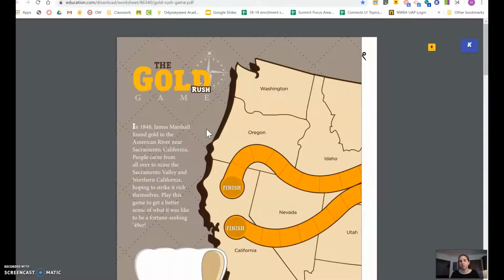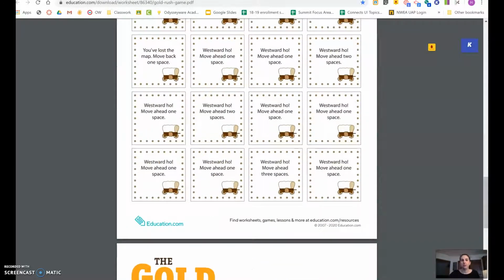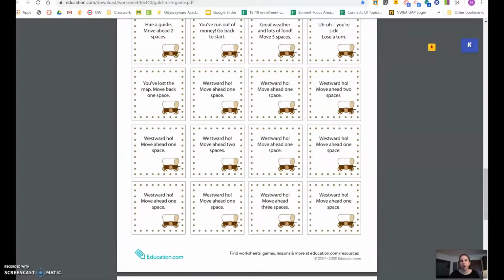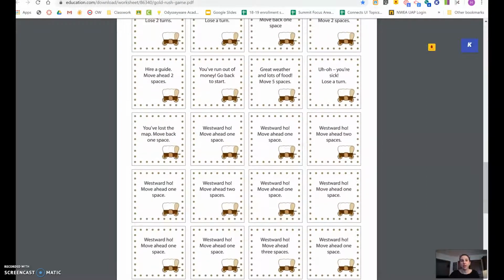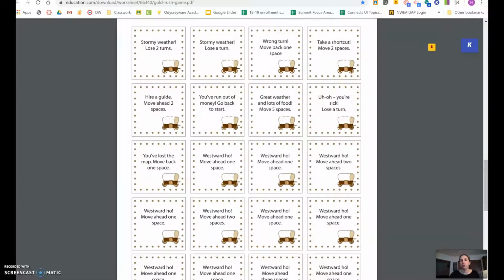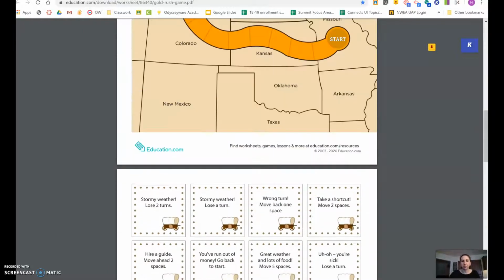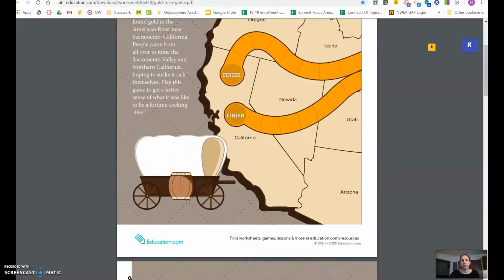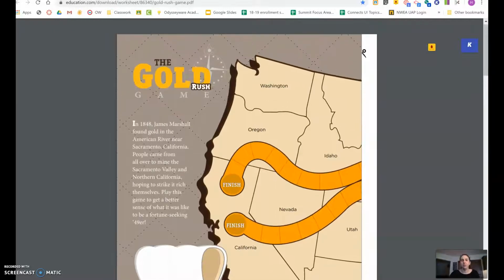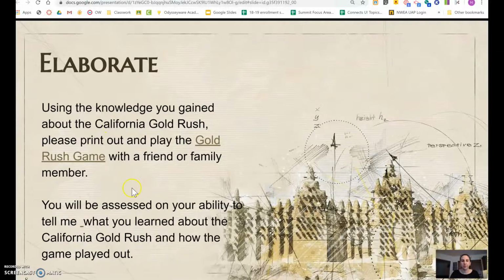If you don't have access to a printer, I totally get this, but at least read through it and look at it a little bit and look at what could possibly have made you go back. You're lost, you run out of money, good weather, lots of food. So there's some really good things in here. Wrong turn. These are all things that happened to the settlers after they went out west. So I thought it would just be a fun way to reinforce that not everybody was so lucky as they headed out west in search of gold.